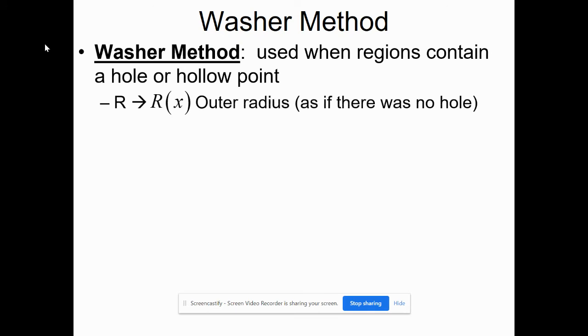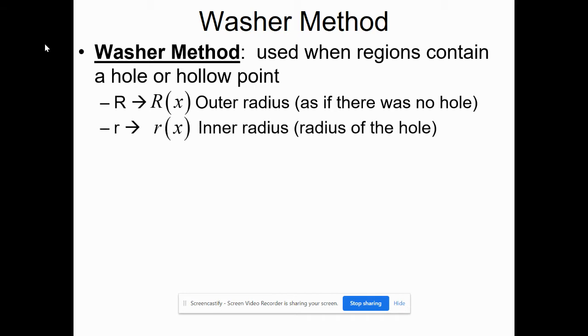This time, instead of just talking about my radius, we're going to talk about two radii. We're going to call capital R of x my outer radius. Sometimes I call it the big radius, as if there was no hole there. And then my lowercase r, or my small r, we call the inner radius or the smaller radius. That's going to be the radius of the hole. That's the part that we don't want to include when we're figuring out the volume. It's the part that's missing.